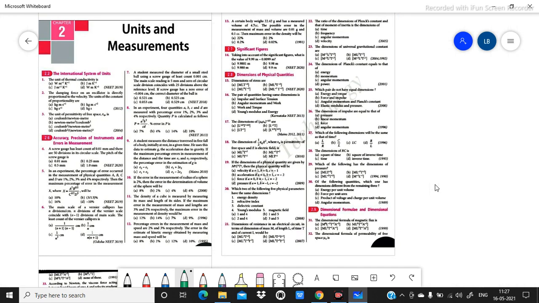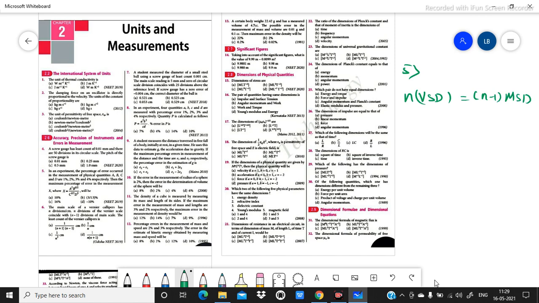Number 5. In number 5, it is given that the main scale of a vernier caliper has n divisions per centimeter. N divisions of the vernier scale coincide with n-1 divisions of the main scale. The least count of the vernier caliper is? So here it is asked, least count. According to the question, n vernier scale divisions equal n-1 main scale divisions. It is given inside the question.